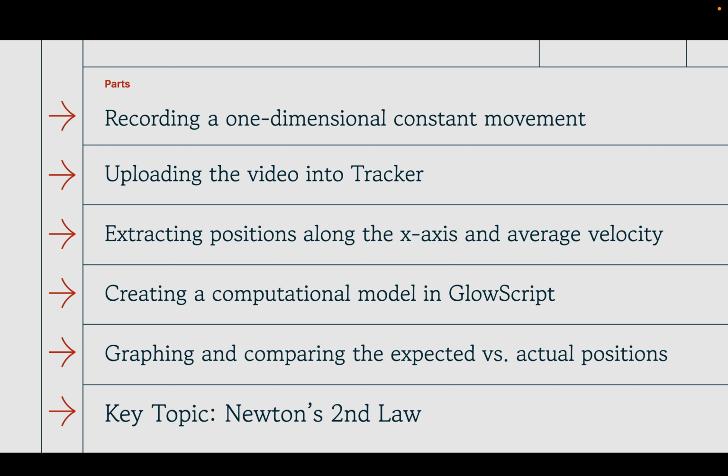Then I used the initial x position and the initial average velocity in terms of x to create a computational model in GlowScript that would predict the position of the car at those same intervals of time. Then once I had those results from GlowScript, I graphed and compared the expected, from GlowScript, and actual, from Tracker, positions of the car. And the key topic of this lab was Newton's second law.